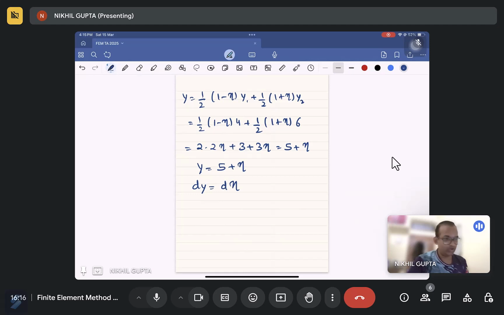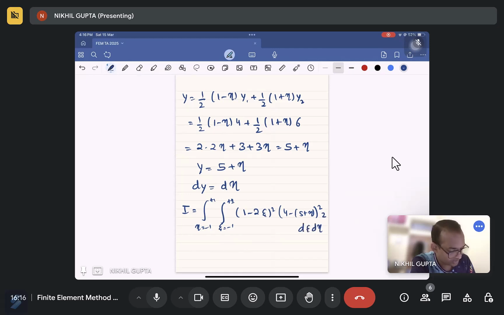Simple. Now let's convert the integral I into the xi and eta coordinate form. So we know eta is from minus 1 to plus 1, xi is from minus 1 to plus 1. We have changed the coordinate system, and we are getting (1 minus 2 xi) whole square, (4 minus (5 plus eta)) whole square into 2 d xi d eta. Is it clear till here? How I have written this? Yes, yes. Okay.